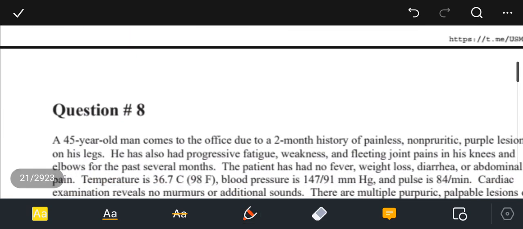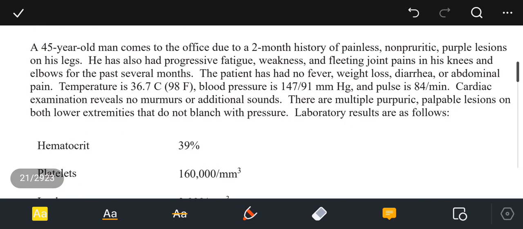The next question is question number 8. They are asking about a 45 year old man who comes to the office due to a 2-month history of painless, non-pruritic purple lesion on his leg. He has also had progressive fatigue, weakness, and fleeting joint pain in his knees and elbows for the past several months. The patient has had no fever, weight loss, diarrhea, or abdominal pain.